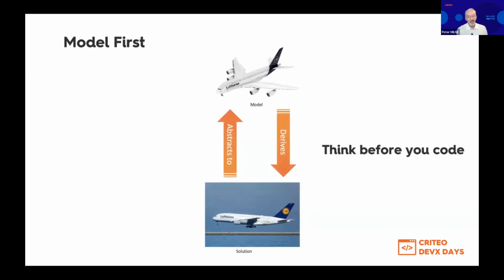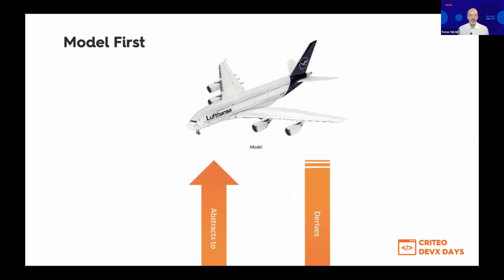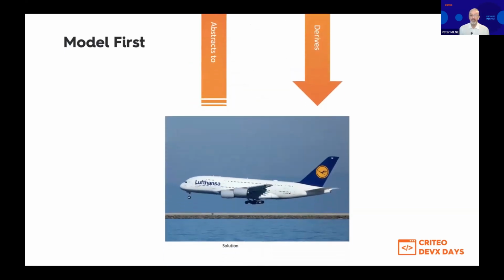Okay, let's talk about model first, and my catchphrase here is think before you code. So what you see here is a model of an Airbus A380 with the Lufthansa livery on it. And what you see here is a real flying Lufthansa A380. They're related to each other.